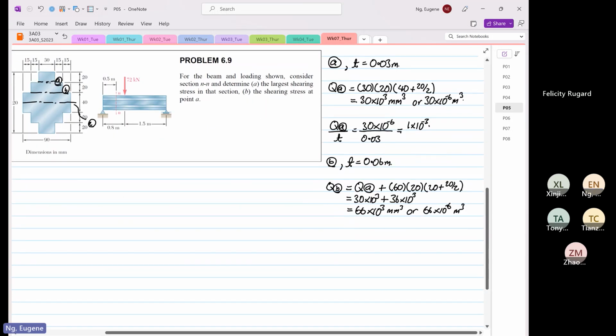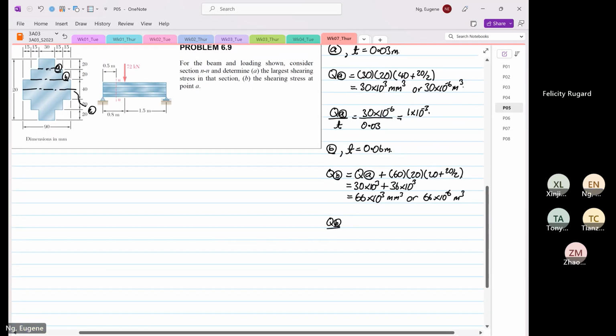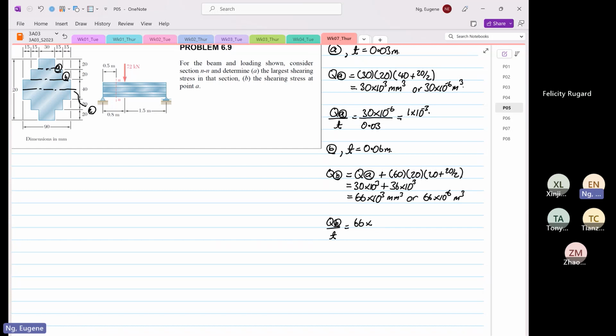So the QB over T will be equal to 66 times 10 to the power minus 6, and then the thickness is now 0.06. So 66 power minus 6 divided by 0.06, now this is 1.1. So what we realize is now, if we don't consider point C, point B has the higher ratio now. You can see that. I think you all can see that for yourself.